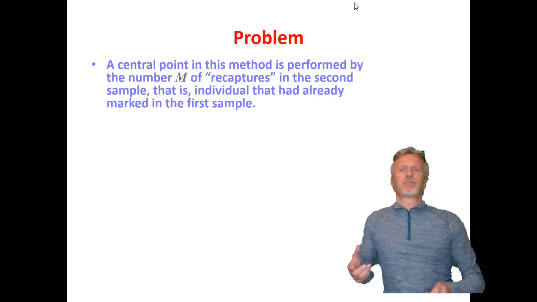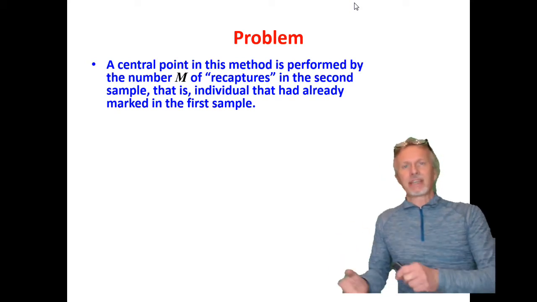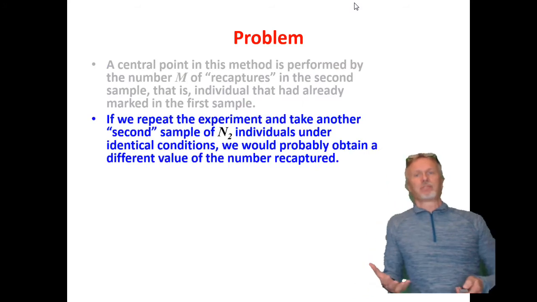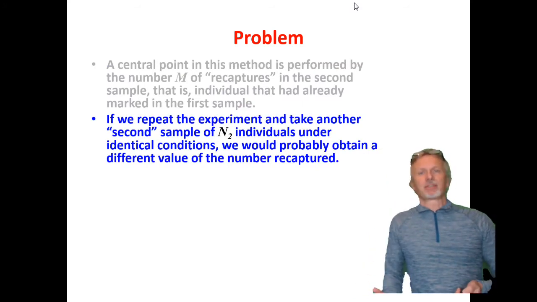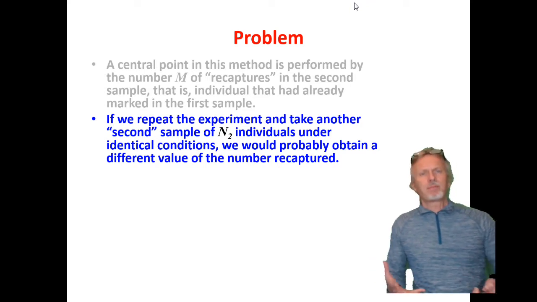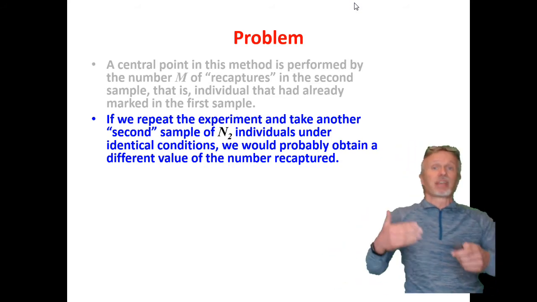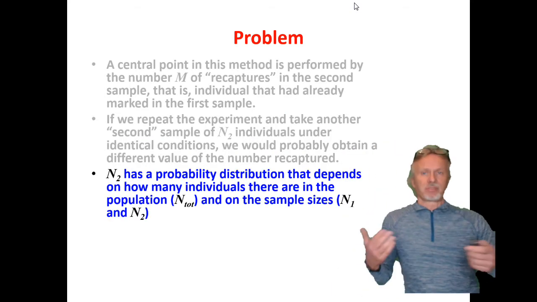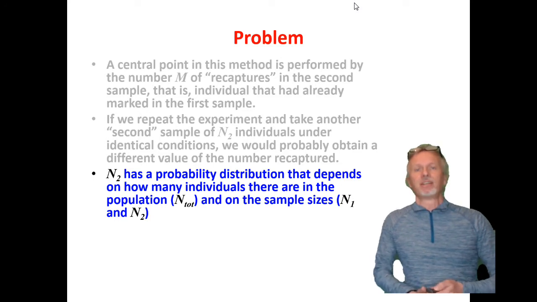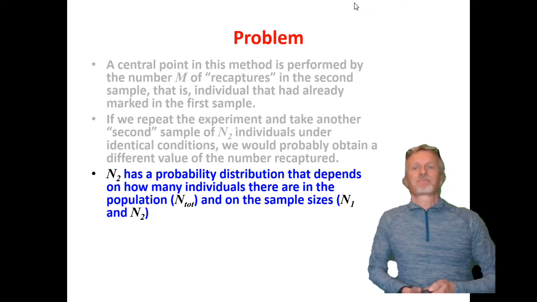Now there is a problem here. The central point in this method is played by the number M of recaptures in the second sample, that is the individuals that have already been marked in the first sample. If we could repeat the experiment and take another second sample of N2 individuals under identical conditions, we would probably obtain different values of the number recaptured. Actually, we would probably also get different numbers, N2, of individuals sampled the second time. M has a probability distribution that depends on how many individuals there are in the population, N tot, and on the sample sizes, N1 and N2.